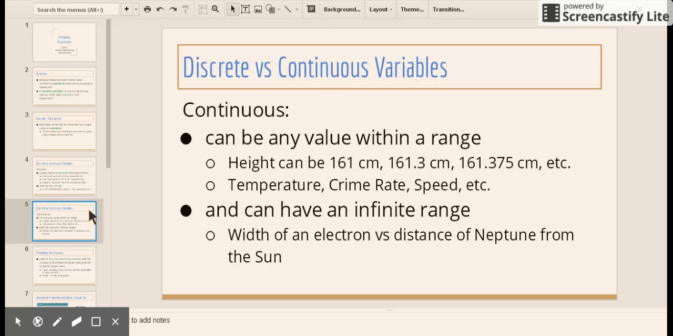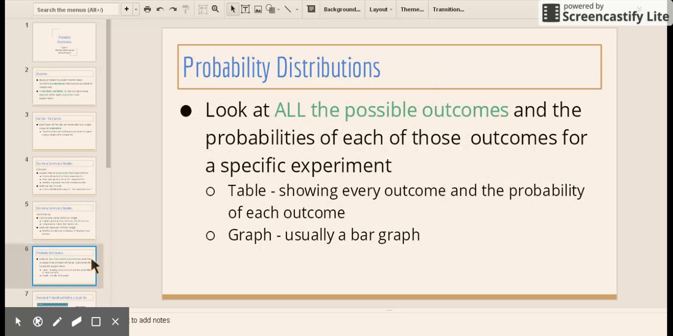Continuous variables can also have an infinite range. So if we consider distances, if we look at the width of an electron versus the distance of Neptune from the sun, we've got very different measurements there.